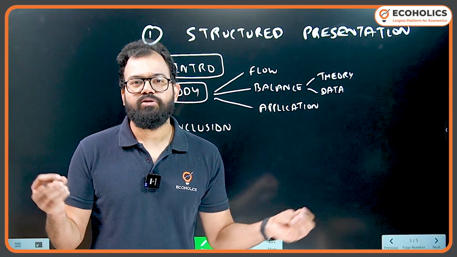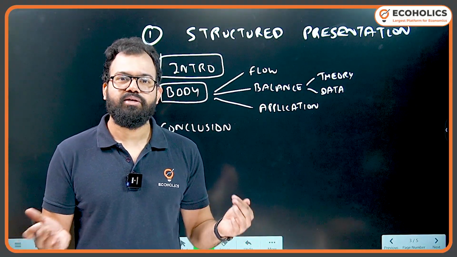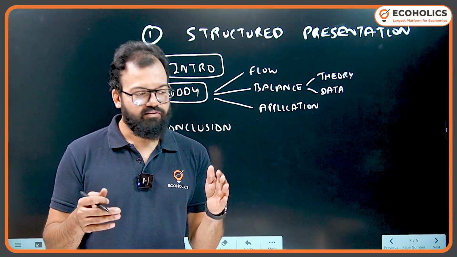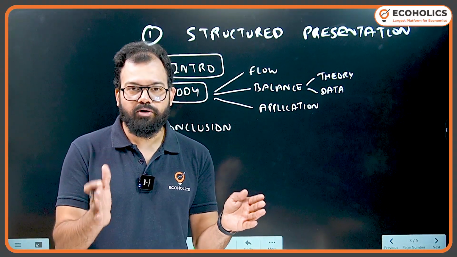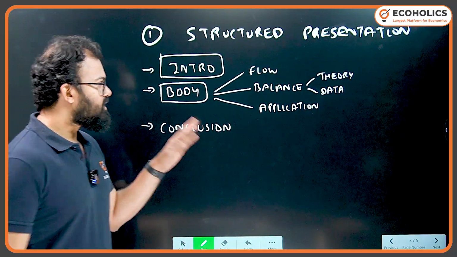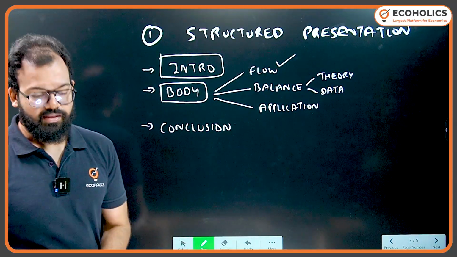Or suppose the question is related to growth versus inflation, how RBI is balancing that. In that sense, the flow must go in a smooth direction: first you talk about inflation, second you talk about growth, and then you club them together and then write the conclusion. So what I'm saying is that flow is very, very important to maintain in answer writing.